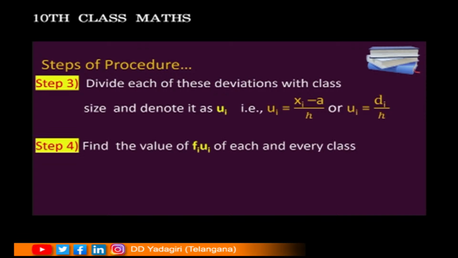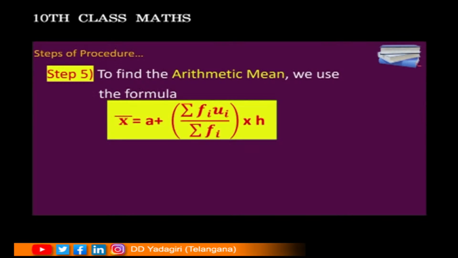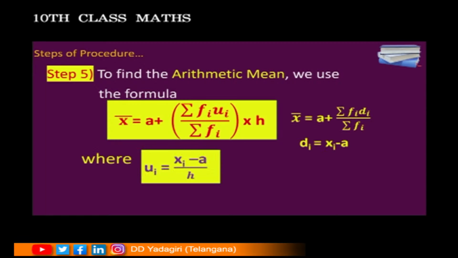So find the value of fi into ui for each and every class and find sigma fi ui. Finally, to find the arithmetic mean, we use the formula x bar is equal to a plus sigma fi ui divided by sigma fi, into h, where ui is equal to xi minus a by h.